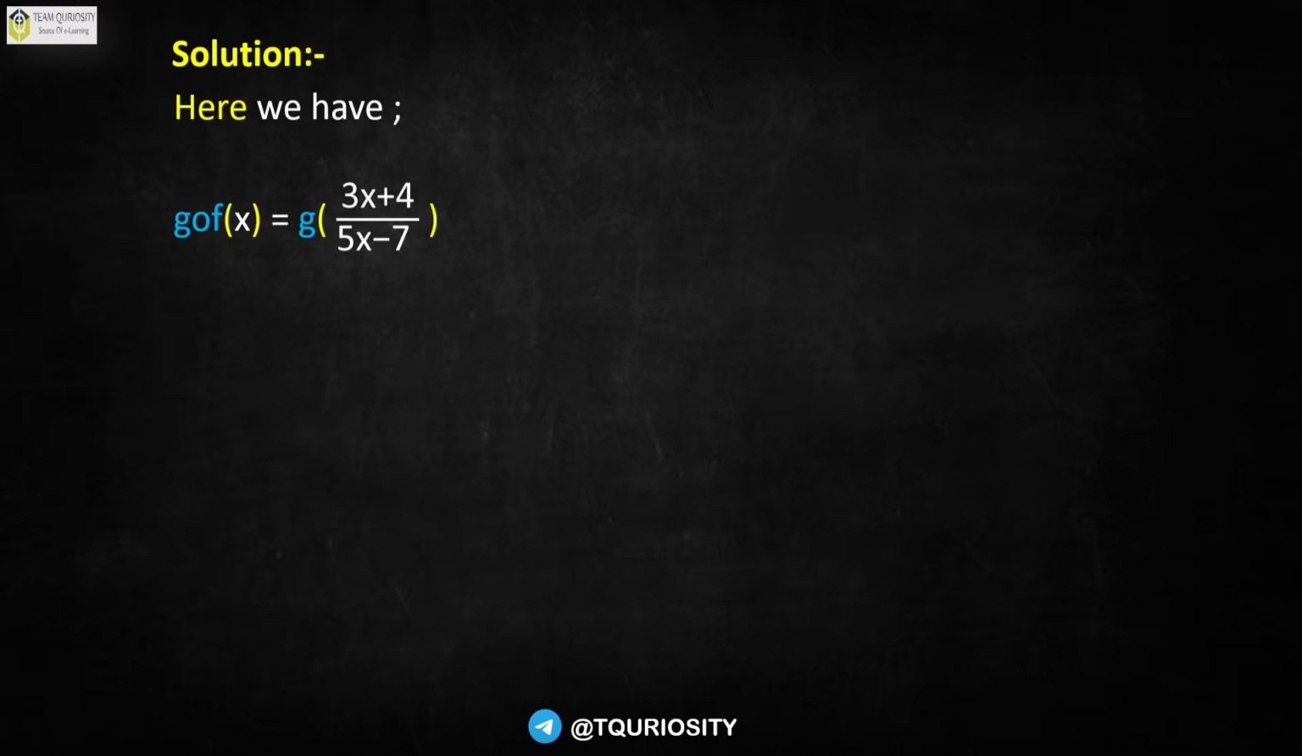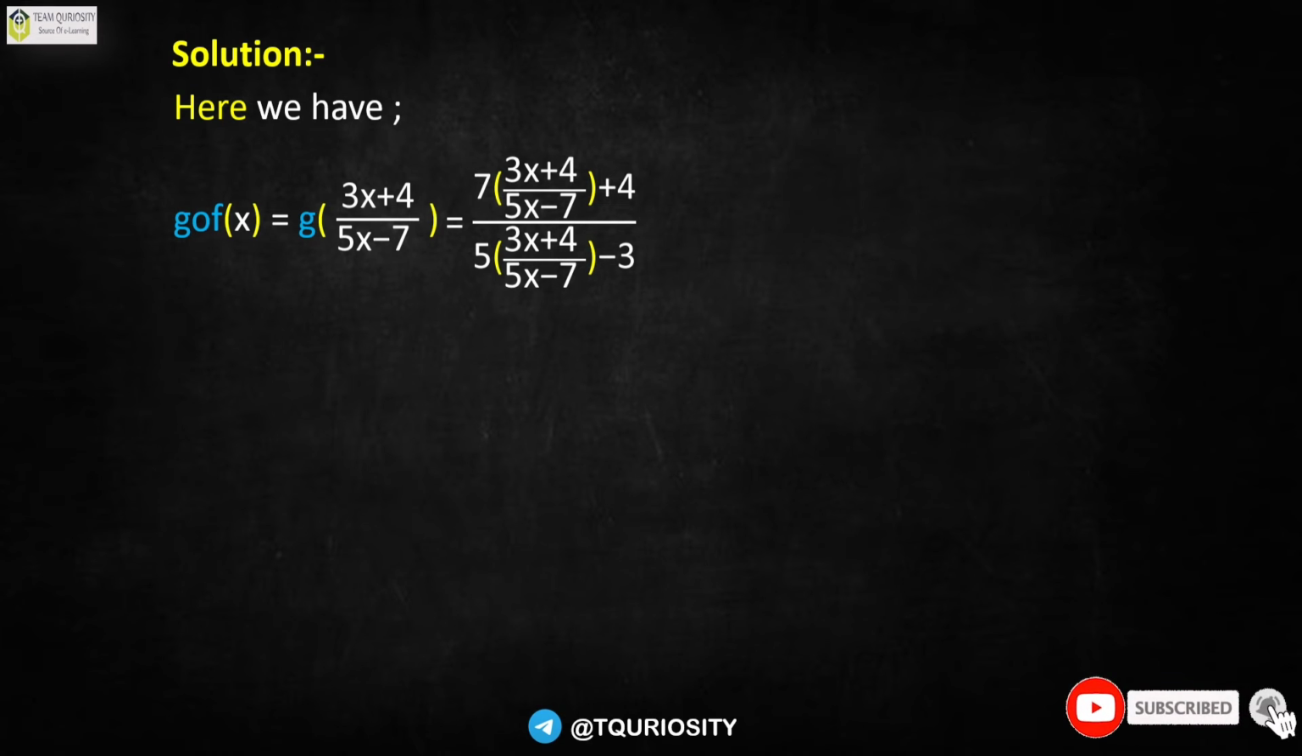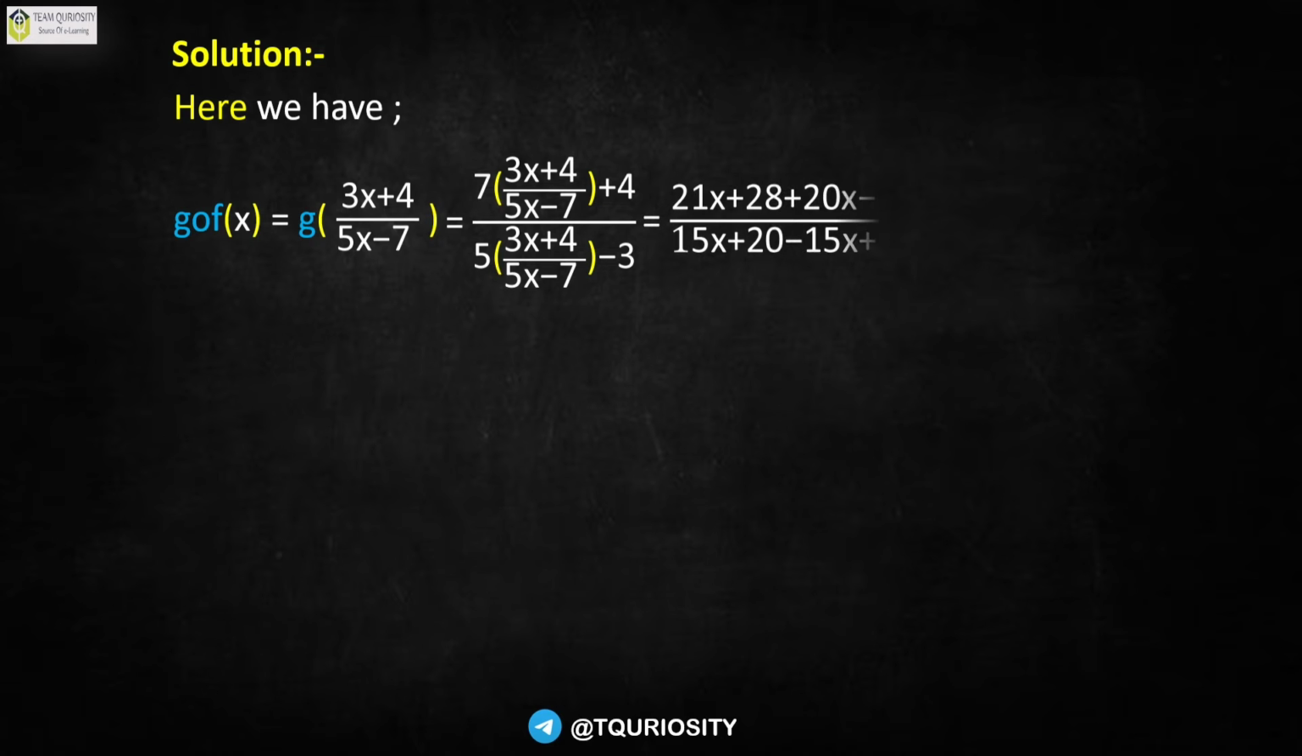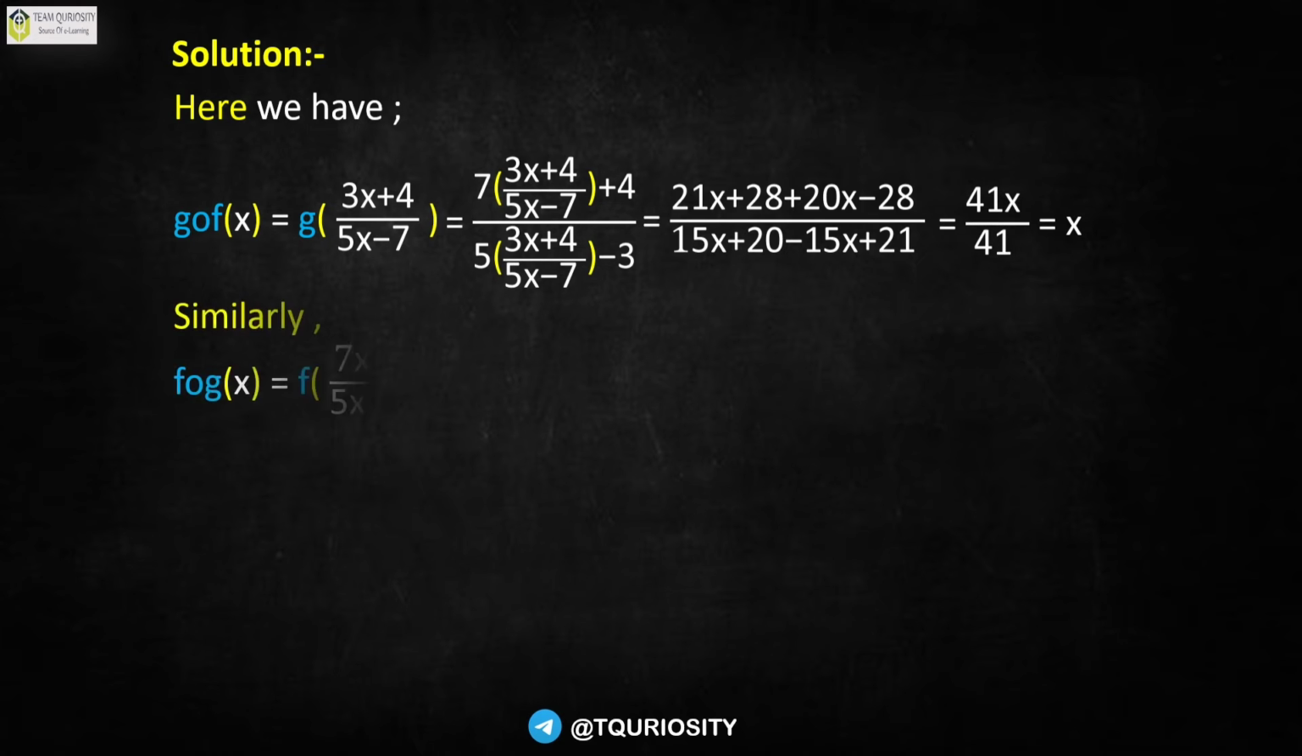Here we have g of f of x is equal to g of (3x plus 4) by (5x minus 7), which is equal to 7 into (3x plus 4) by (5x minus 7) plus 4, whole divided by 5 into (3x plus 4) by (5x minus 7) minus 3, which is equal to (21x plus 28 plus 20x minus 28) divided by (15x plus 20 minus 15x plus 21), which is equal to 41x by 41, which gives the result x.